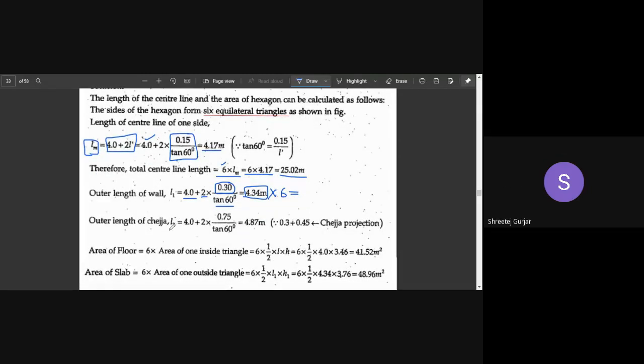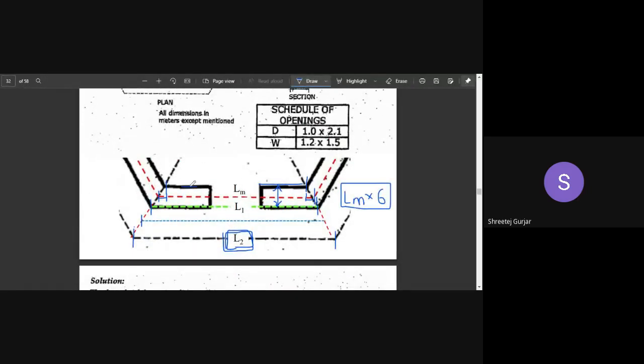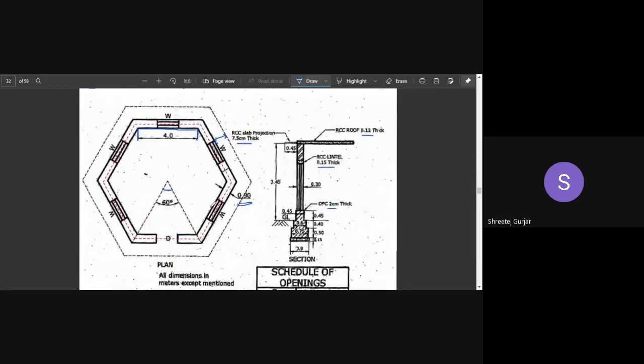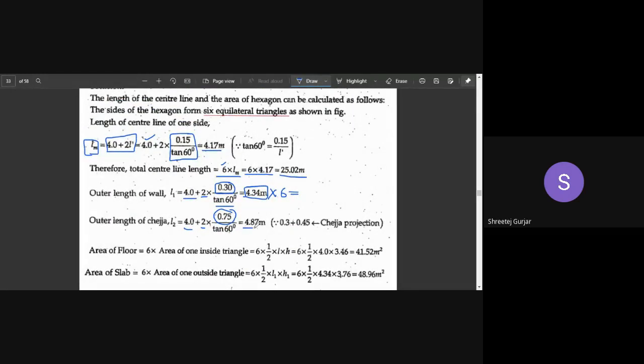Now for the outer chhajja, L2. This is the outer length of your chhajja, and we need to calculate L2. Similarly, the same formula we will use: 4 plus 2 into 0.75. How have we got this 0.75? From this surface, we will go up to this point. So it is 0.3 plus 0.45, so the total width from here to here is 0.75. So 0.75 divided by tan 60, you get a total length of your outer chhajja, that is 4.87.